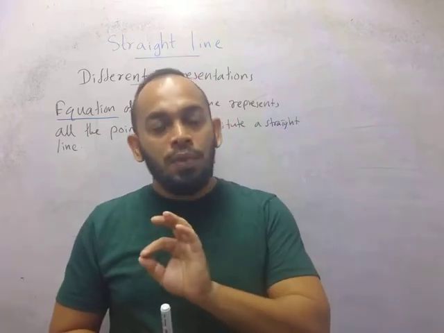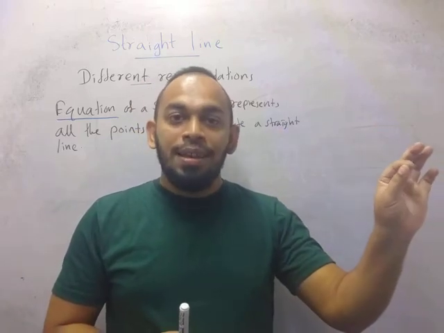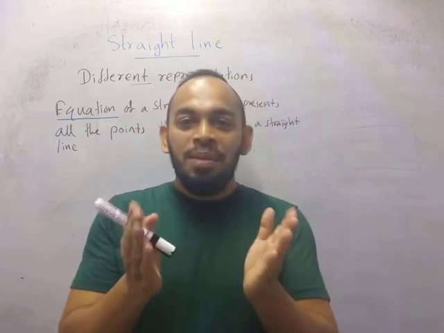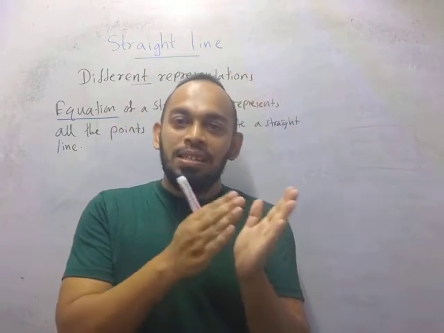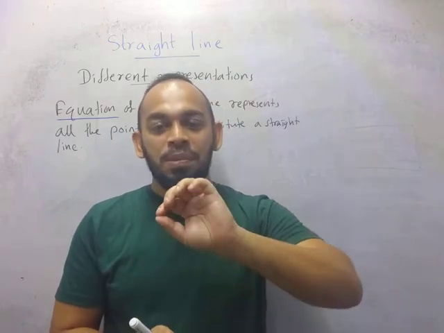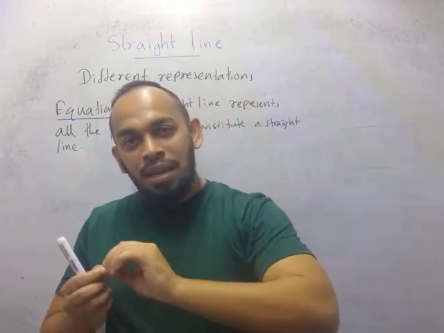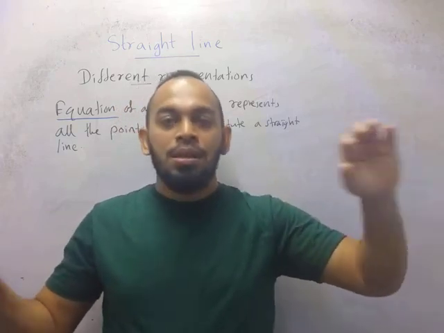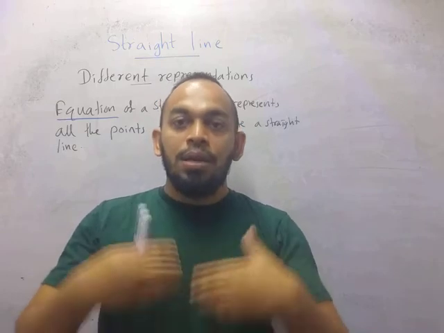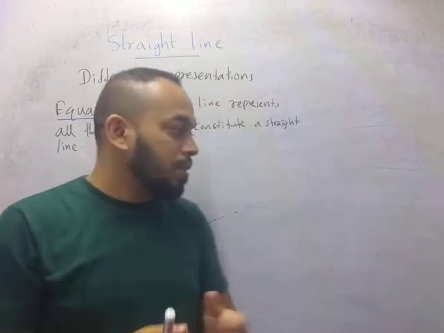A straight line is a one-dimensional object, but this one-dimensional object is made up of zero-dimensional objects. Zero-dimensional objects means points. It's an infinite collection of points. These points represent a straight line.